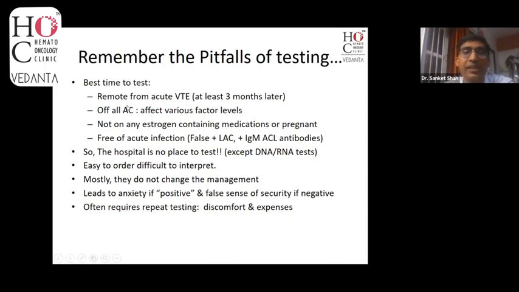The best time to test is remote from acute VTE, at least 3 months. The patient should be off all anticoagulants, not on any estrogen-containing medications or pregnant, and should be free of acute infections and active inflammation. So in ideal cases, the hospital is not probably the place to test, except certain DNA and RNA tests. The tests are easy to order, but very difficult to interpret. Mostly they do not change the management. It can lead to anxiety if positive and a false sense of security if they come out negative. Often it requires repeat testing, and discomfort and expense increase.